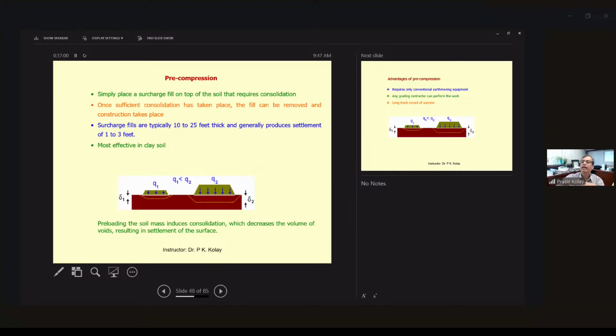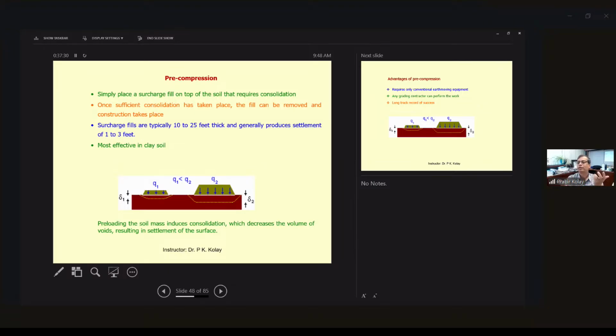Okay? Fill is typically 10 to 25 feet thick and produces a settlement of 1 to 3 feet. Okay, most effective in clay type of soil. Again, the consolidation is expulsion of water from the soil sample, so it takes time. So most of the time, what you do, you need to put a settlement plate or you need to put a pore pressure transducer. So that will tell you when you need to remove the load. When the pore pressure transducer shows the pore pressure is 0, it means the consolidation is done.